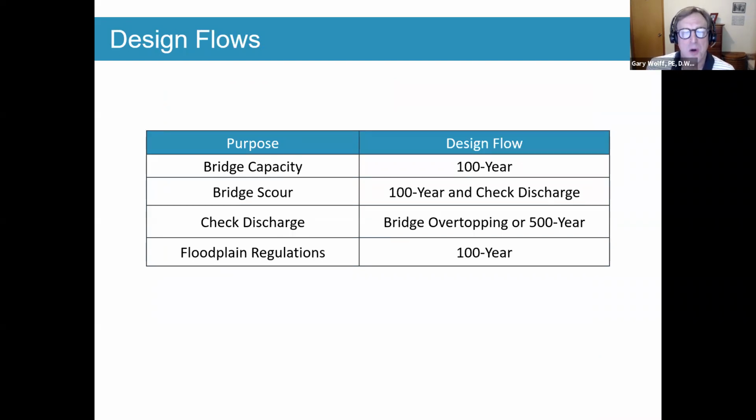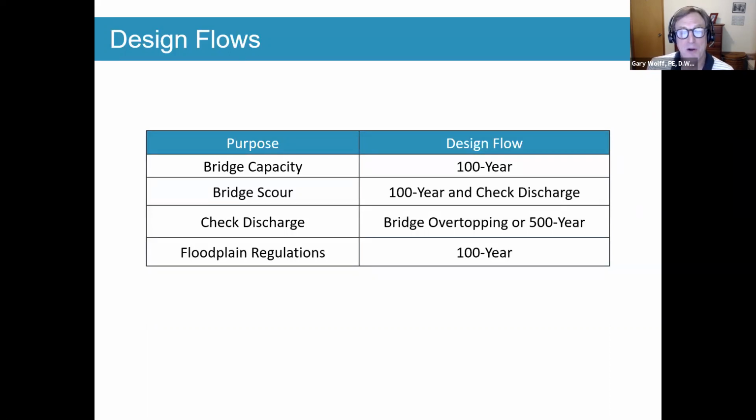And so when you talk about design flows, there are several different things we want to think about. First of all, when we want to figure out what kind of bridge capacity we want to achieve with our project, in consultation with the county and working through this project, we decided we could get to a 100-year design level. In other words, the goal was to pass the 100-year flood without the road overtopping.